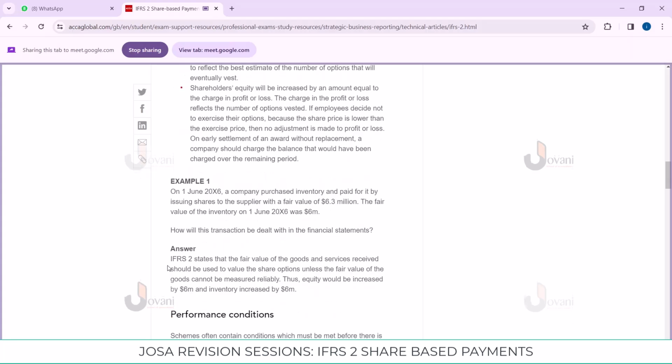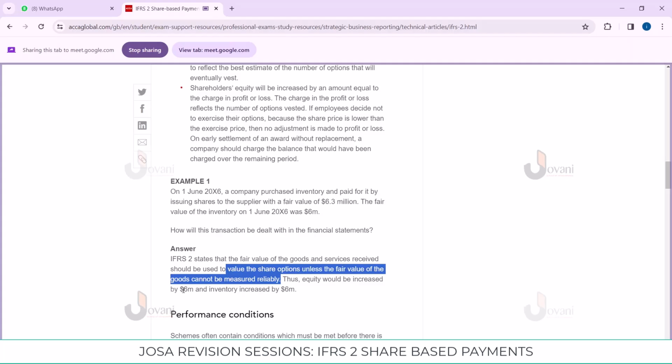IFRS 2 states that the fair value of goods and services received should be used to value the share options unless the fair value of the goods cannot be measured reliably. Thus, equity would be increased by 6 million and inventory by 6 million. So this is the double entry you talked about. Is that clear with everyone? Yes. All right. So those are the basics that we should know.